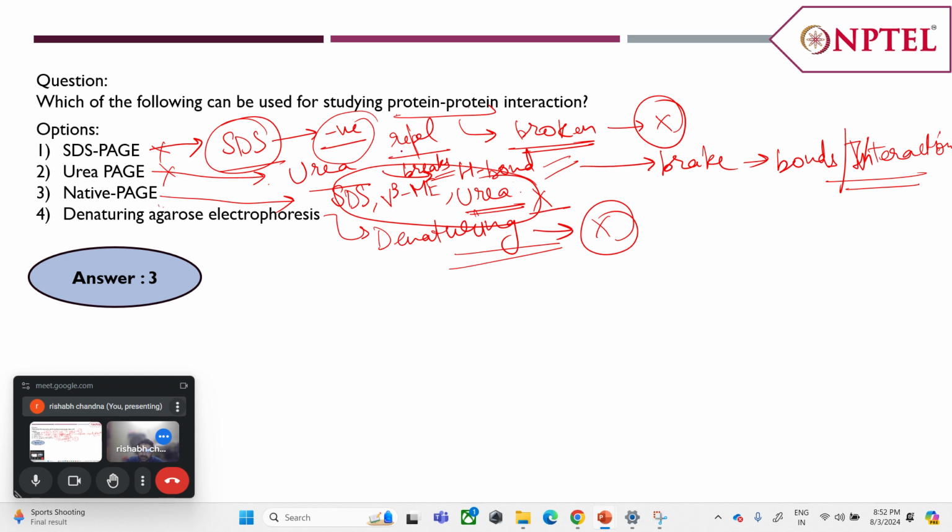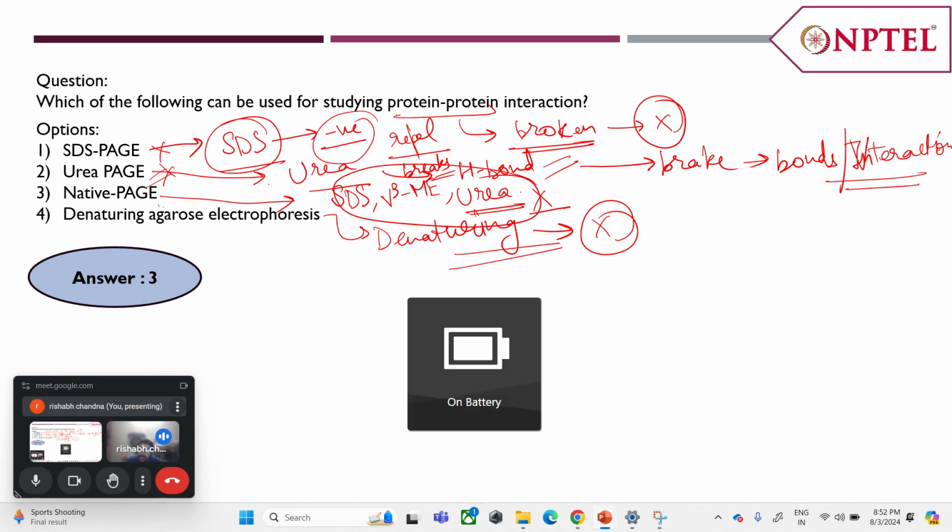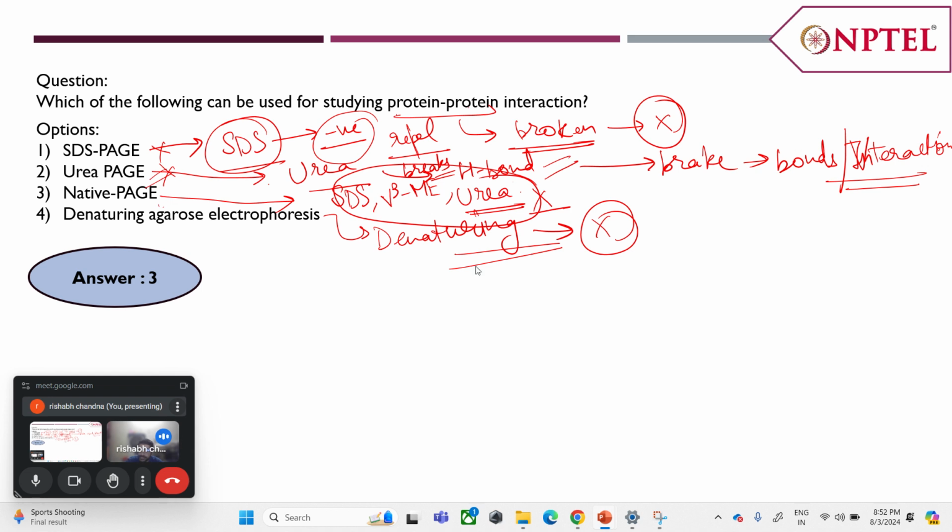That is why the protein-protein interaction will not be able to take place in that particular gel. Okay, now if we have the urea PAGE, so urea basically breaks the hydrogen bonds. So it will not allow us to study the interaction between different proteins. If a protein molecule is interacting with another protein molecule through a hydrogen bond, it would break those interactions and leave the proteins separated, so we will not be able to study the protein-protein interactions.